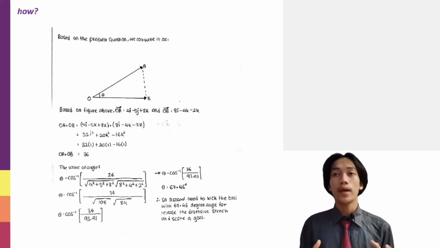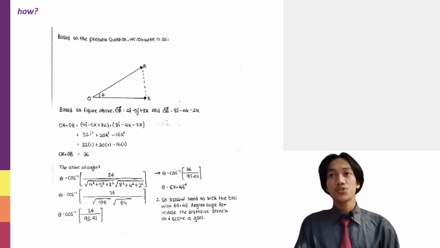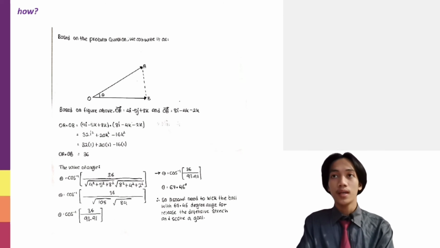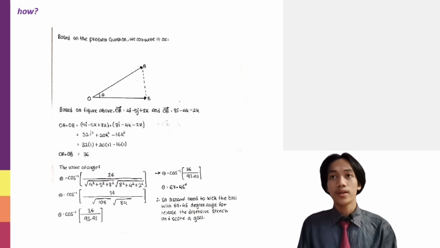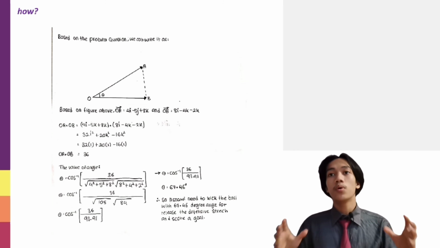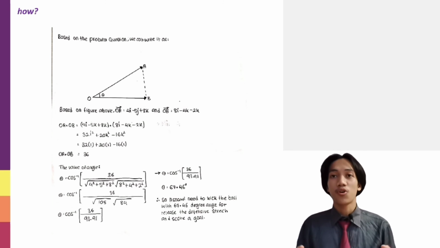So when we calculate, we get theta equal to cos inverse of 36 over 93.91. After that, solve it with a calculator. So theta equals 67.46 degrees. So Asnawi needs to kick the ball at a 67.46 degree angle to pass the defensive wall and score a goal.